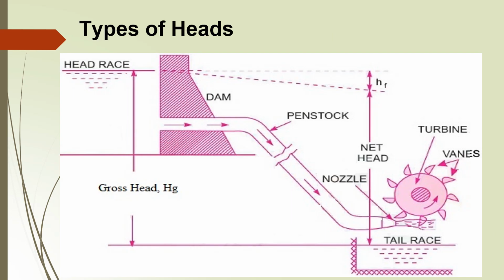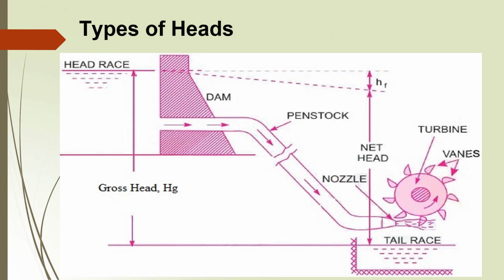In the case of this Pelton turbine, for the calculation, we have different types of head. As I told you, the top of the water in the dam is called the head race, and the top of the water below the turbine is called the tail race. The difference between head race and tail race is called the gross head. It is called HG.